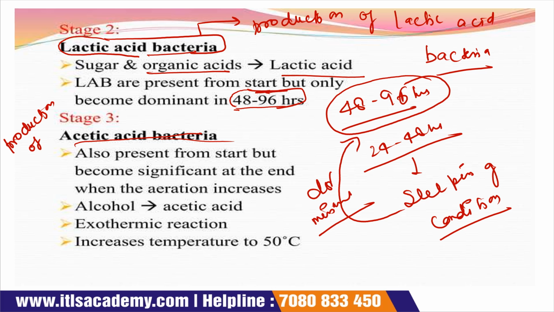This bacteria is present from the start, but it becomes significant at the end of the reaction when the aeration increases. That means when the supply of oxygen increases, in that case these acetic acid bacteria become dominant. Here the alcohol is converted into acetic acid. This reaction is called an exothermic reaction and the temperature reaches around 50 degrees Celsius.